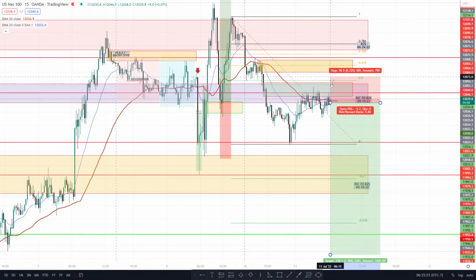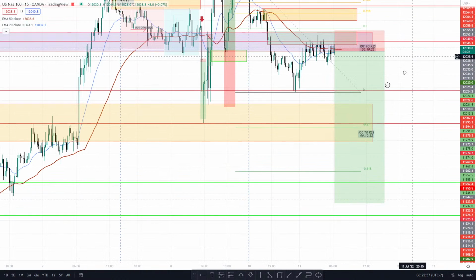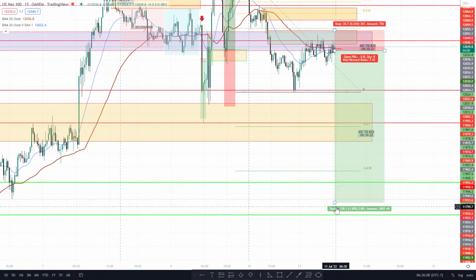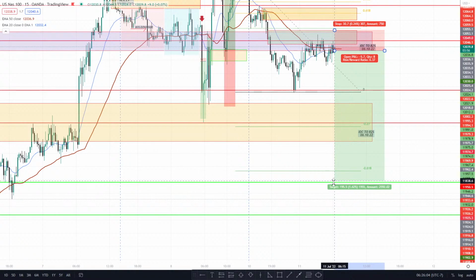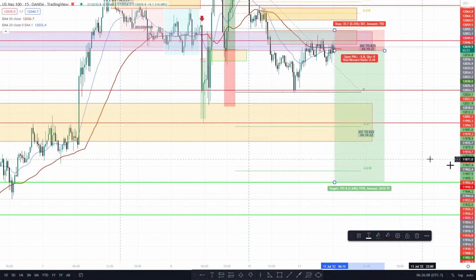I'd keep my stop loss pretty short, probably 30 pips, and I'd do it something like this. And we could see if it comes down to this level again. Call it here. So I'd be looking for either of these. These would be, in my opinion, best, but we'll see.